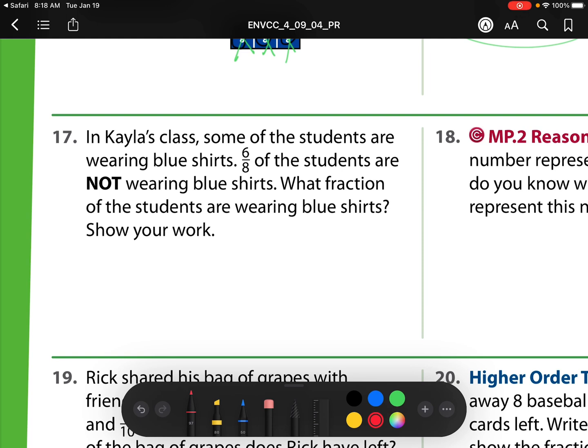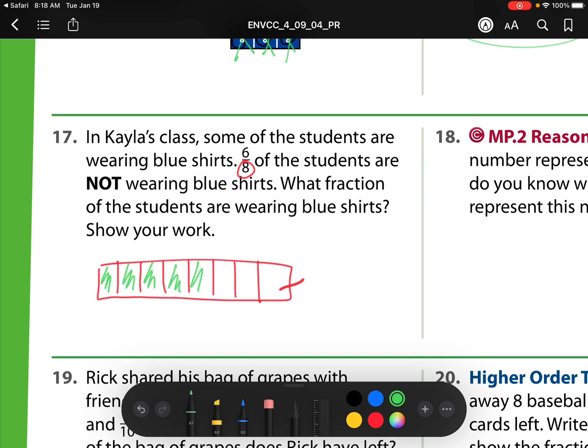We have a whole class. So I'm going to start by making a fraction. This is my whole class. And it's telling me down here with my denominator that there's going to be 8 total pieces. 1, 2, 3, 4, 5, 6, 7, and 8. And how many are not wearing blue shirts? So we'll just say, we don't know what they are. We're going to say they're just green shirts. So that's 6/8. 1, 2, 3, 4, 5, 6.